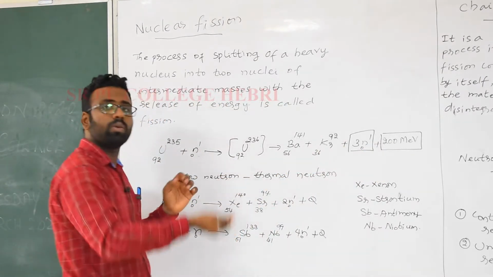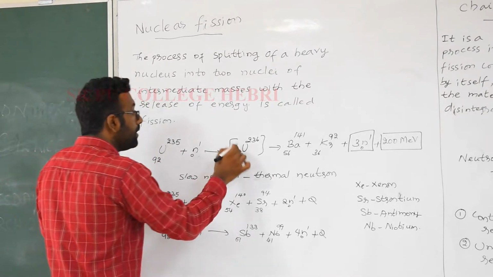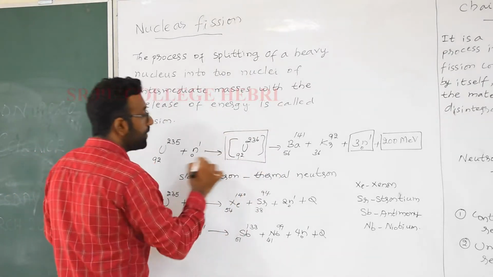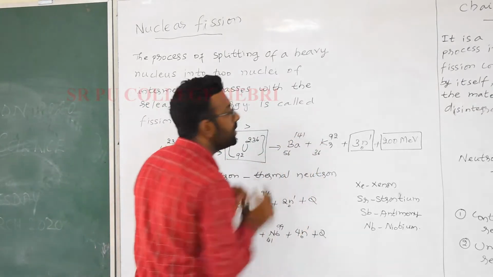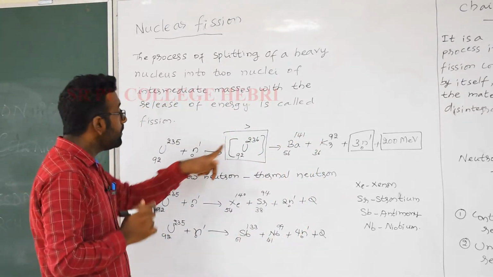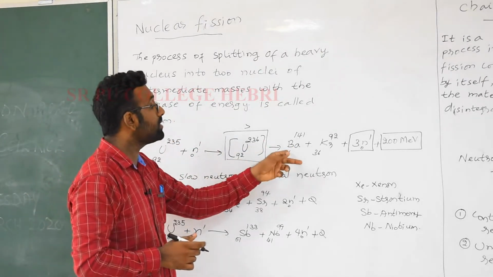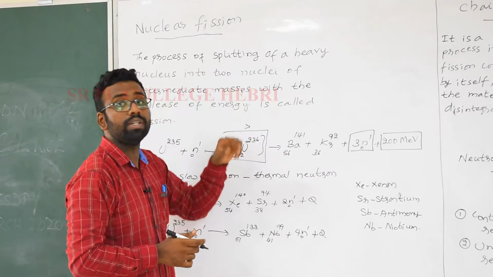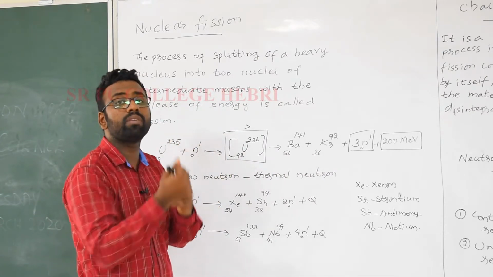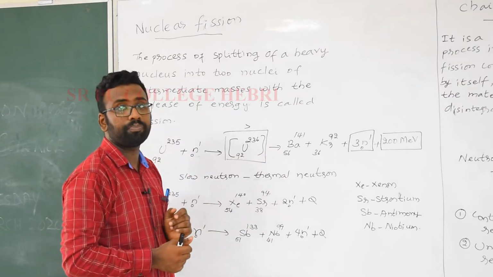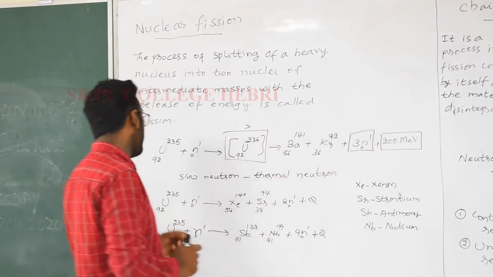The reason, as was explained earlier, is that the mass of this nucleus will be greater than the masses of these two daughter nuclei. The mass of this uranium nucleus is greater than the total mass of these two daughter nuclei. Then what happens to the extra mass? That is actually getting converted into energy.